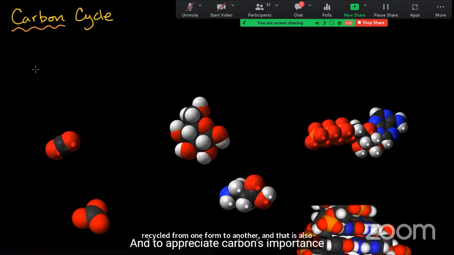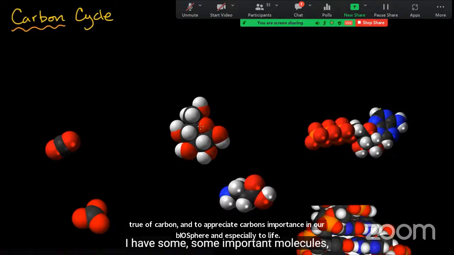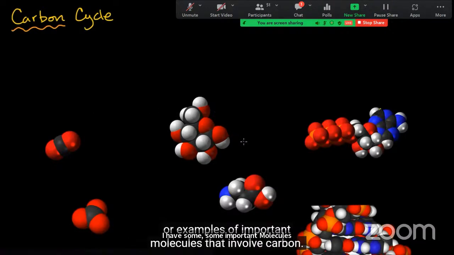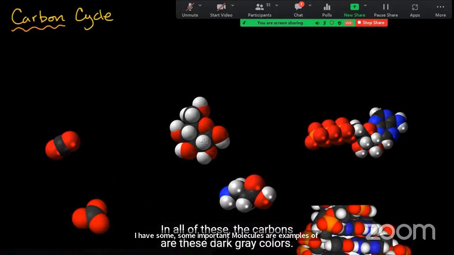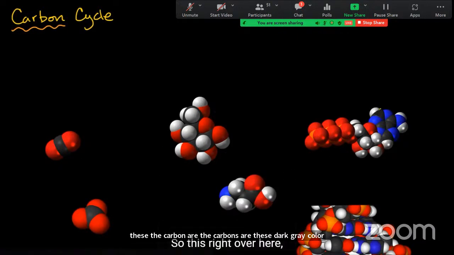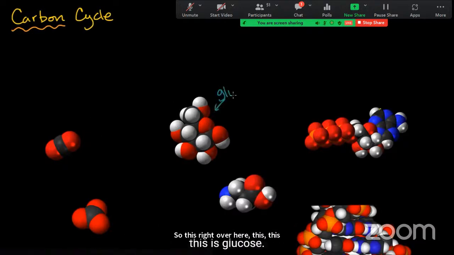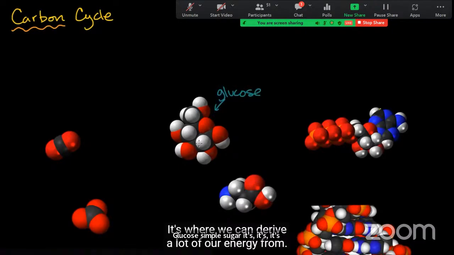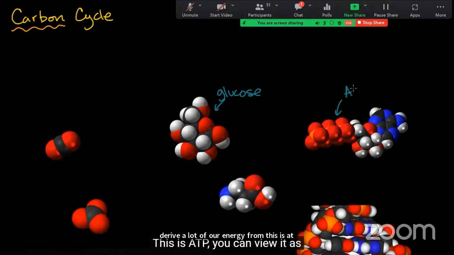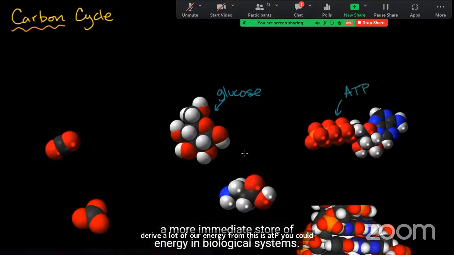And to appreciate carbon's importance in our biosphere and especially to life, I have some examples of important molecules that involve carbon. And in all of these, the carbons are these dark gray colors. So this right over here is glucose. Glucose, a simple sugar. It's where we can derive a lot of our energy from. This is ATP. You could view it as a more immediate store of energy in biological systems.